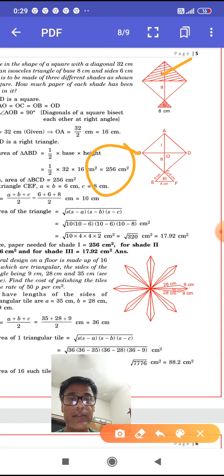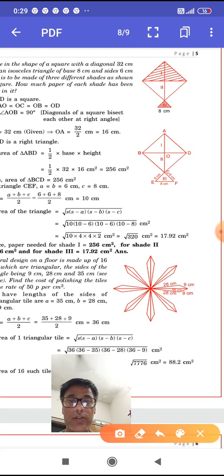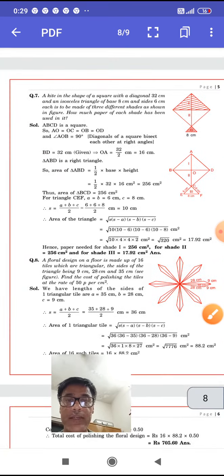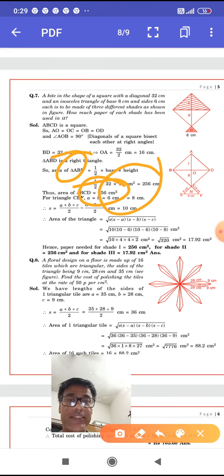Now we find the same for another triangle. This is also an identical triangle. That means we can say that ABD and BCD are identical. So area of ABD equals area of BCD. So the area of BCD is also equal to 256 centimeter square. See here, 256. The area of ABD and the area of BCD are both the same.